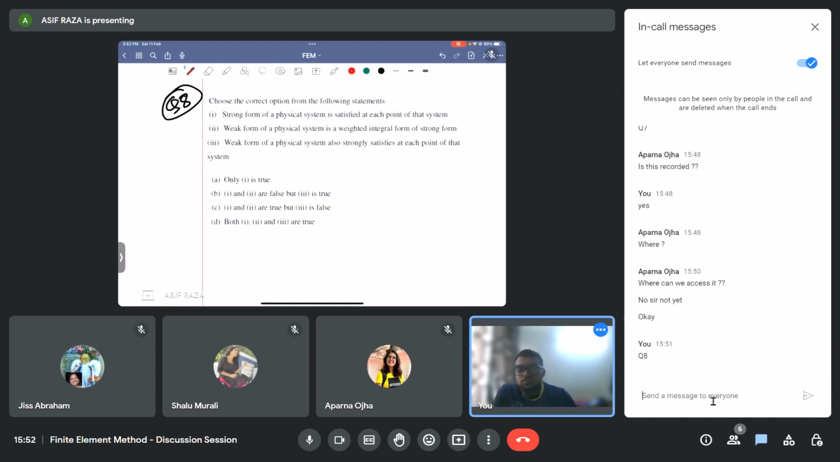Okay. So Abraham, if you observe the second statement and the third statement, those two are kind of contradictory. Weak form of a physical system is a weighted integral form of strong form. Weighted integral means not at every point, but as a whole domain, it's satisfied in a weighted sense. And the third says that it strongly satisfies at each point of the system. So the third one will be false.